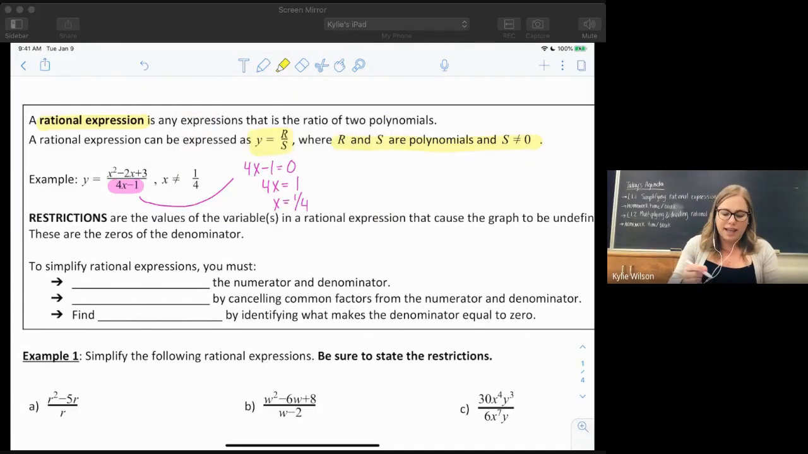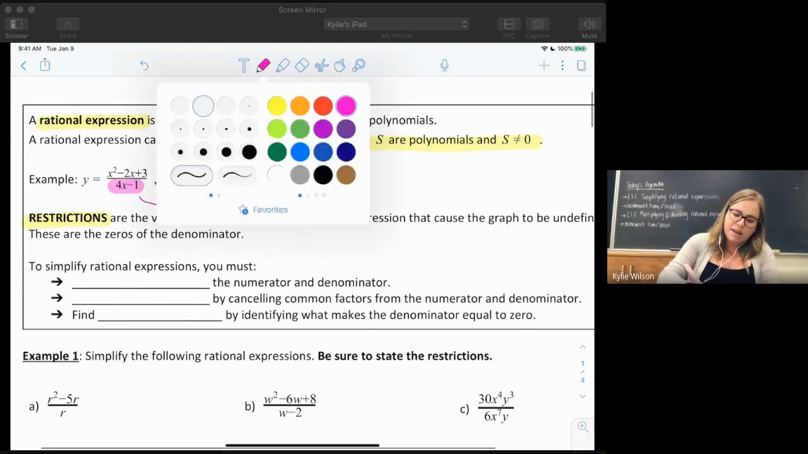And that x not being able to equal a quarter is what is called a restriction. And that is whatever values of my variable would make the bottom 0. So we're going to practice finding our restrictions, but they're very, very important because if I were to graph this relation or if I was using it to model a real life situation, it's very important for me to know what values x cannot be, right? Because we cannot divide by 0.